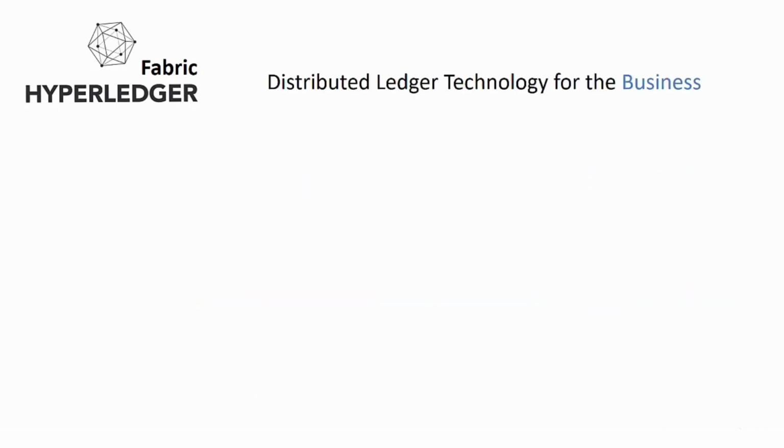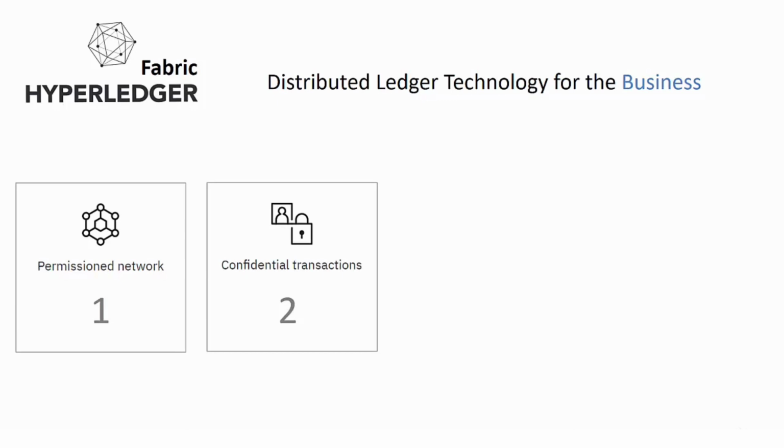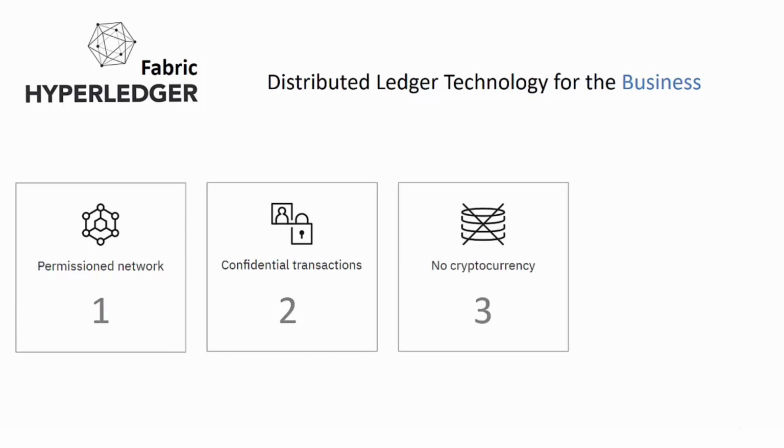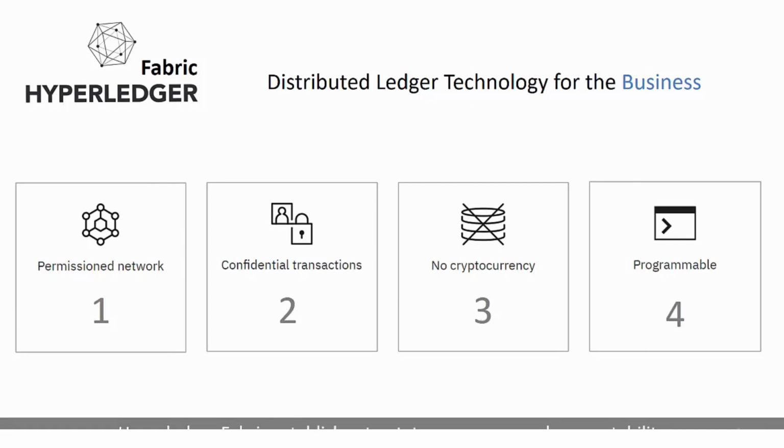There are four characteristics that make Hyperledger Fabric suitable for implementing DLT-based business applications. Hyperledger Fabric is a permissioned network. It supports confidential transactions, and to participate, one does not need cryptocurrency. And it is programmable. With these characteristics, Hyperledger Fabric establishes trust, transparency, and accountability among the participants in the network.